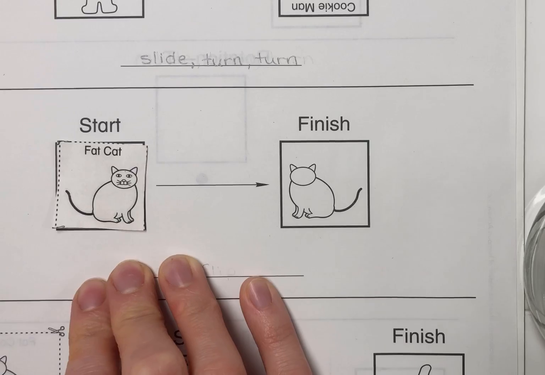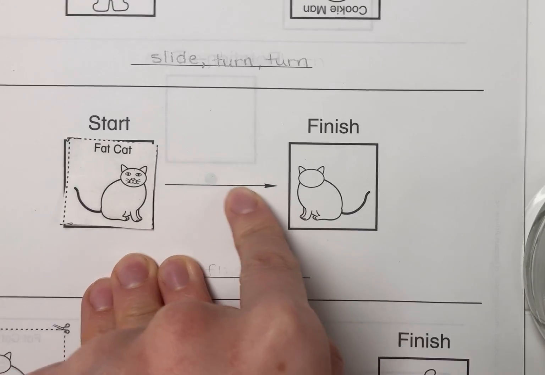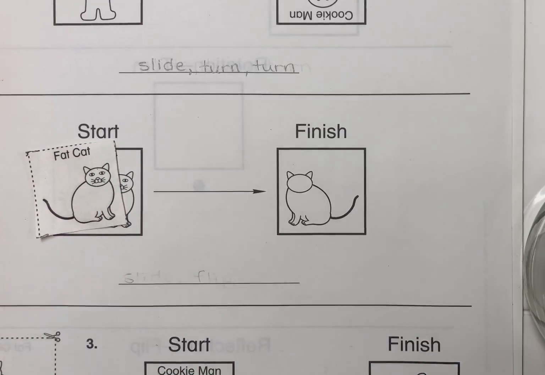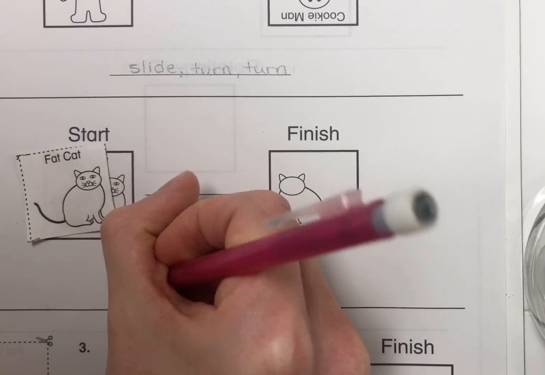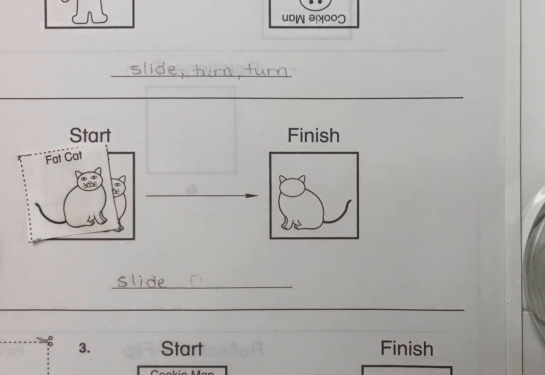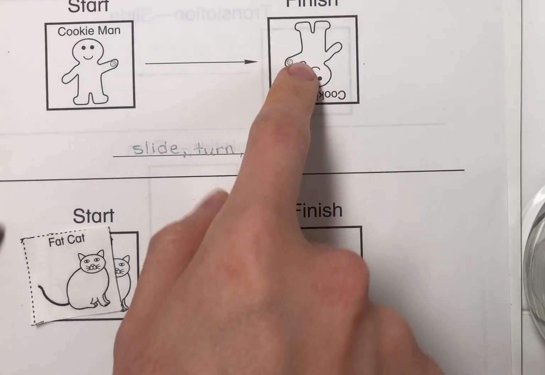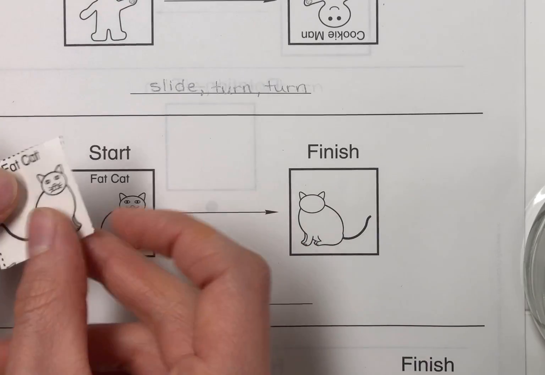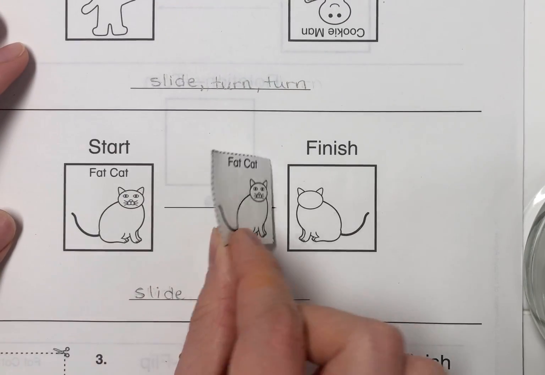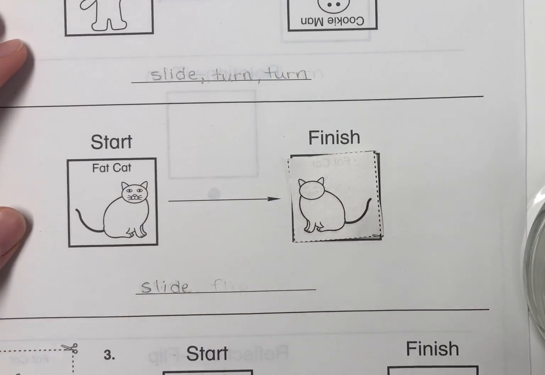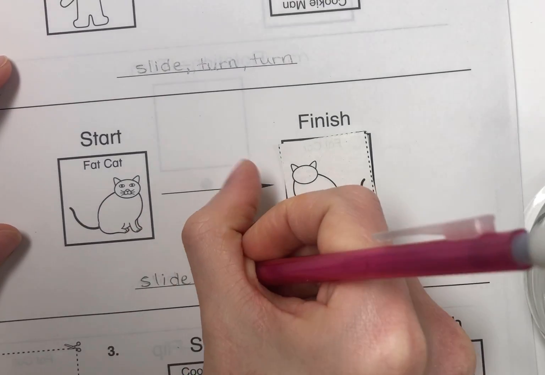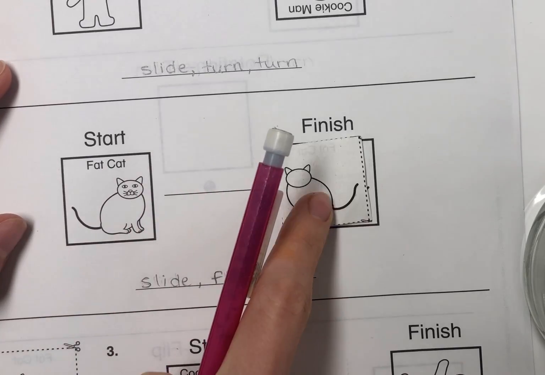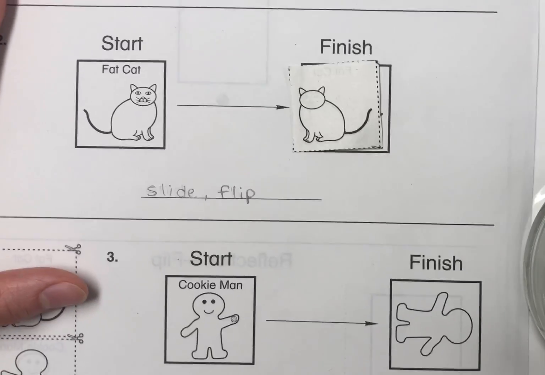Okay, for our next one, we're going to use our fat cat. So we have this arrow again. So if you remember what that is, a slide. So I'm going to write down slide right away. But this time, he's not upside down or to the side or anything. He's actually backwards. So if you remember, when he's backwards like that, that means that the cat did a flip. And now we have the same picture. So that means that we are done with that one.